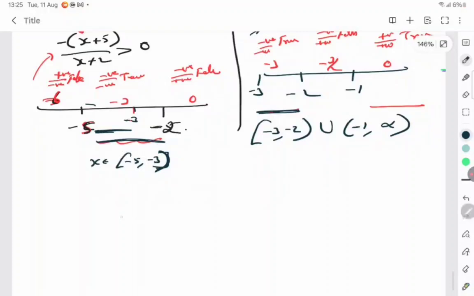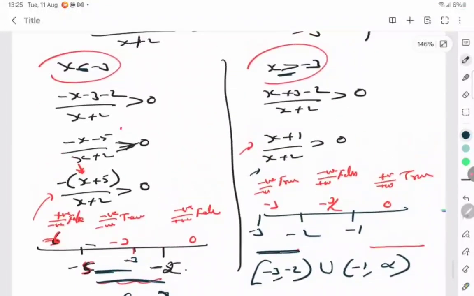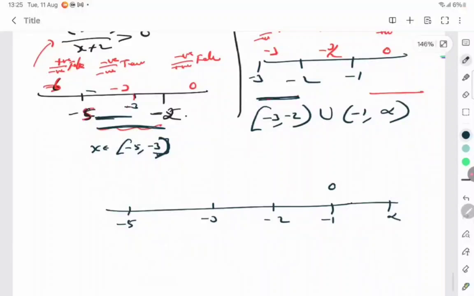Let's draw a combined graph. This is minus 5 here, minus 3 here, minus 2 here, minus 1 here, infinity here. So let's do this. Minus 1 not inclusive, is it? Why minus 1 not inclusive? Because it has to be greater than 0. If I put minus 1, the numerator will become 0, so I can't include minus 1. Open bracket minus 1 till infinity.